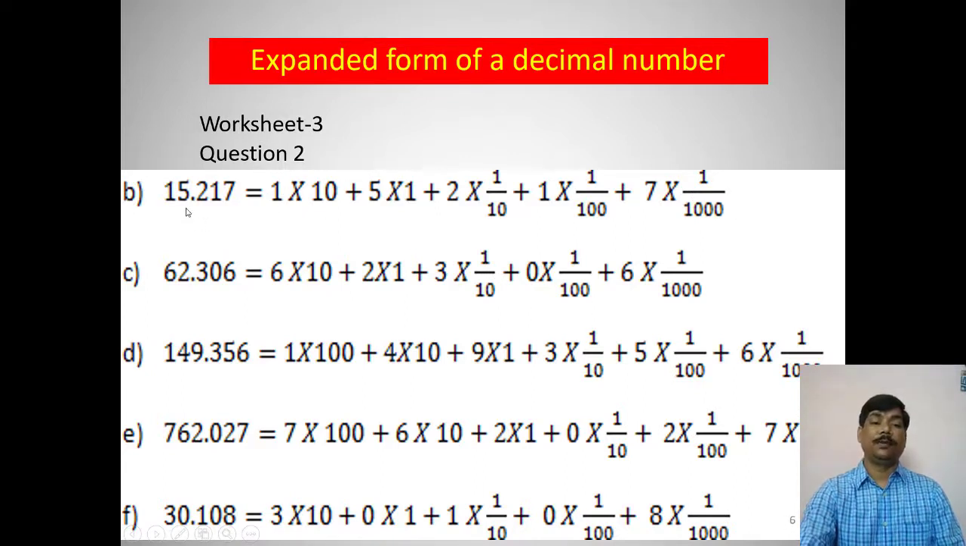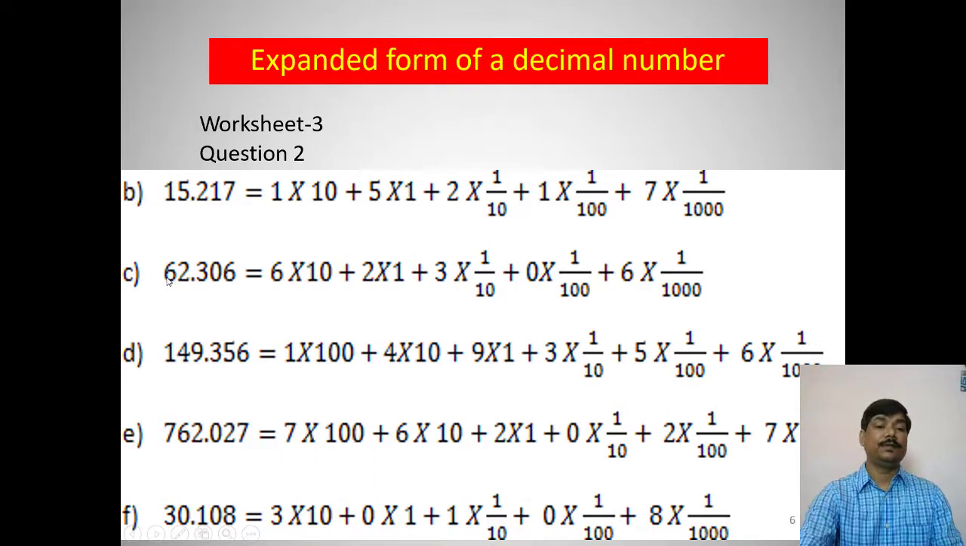So how do we write the expanded form of this number? By multiplying by the place value. 1 multiplied by 10, plus 5 multiplied by 1 because it is at the 1 place, plus 2 multiplied by 1 upon 10 because it is at the 10th place, plus 1 multiplied by 1 upon 100 because it is at the 100th place, plus 7 multiplied by 1 upon 1000 because it is at the 1000th place.